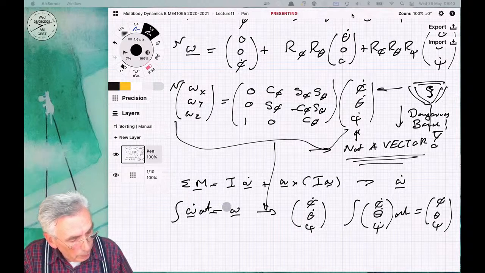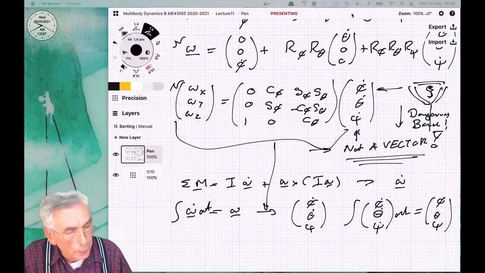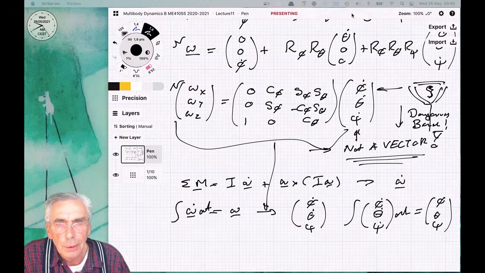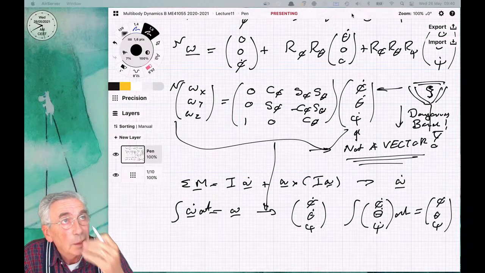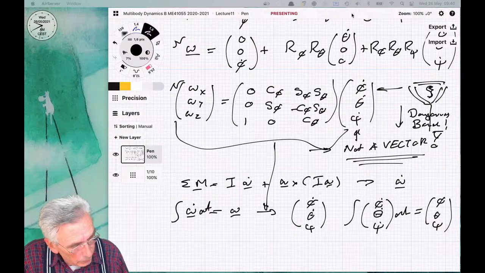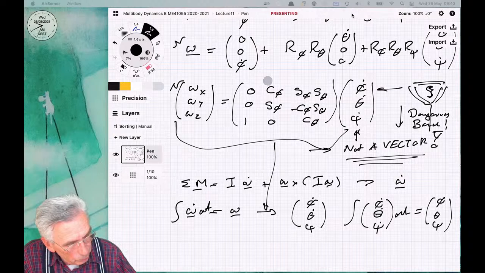And how do I get my omegas? By integrating my angular accelerations. How do I get my angular accelerations? I solve them from my Euler equation. That's a long sentence to get the orientation. So that's how nature works. Sort of. Okay, this step, we still have to do an inverse here, right?